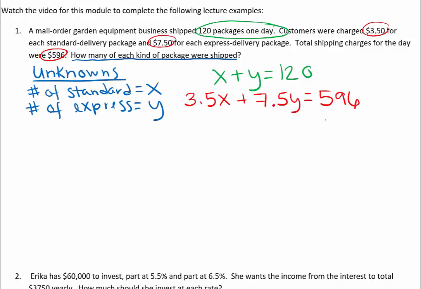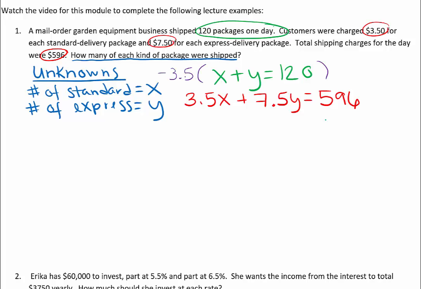The second sentence has to do with money. It costs $3.50 for each standard, $7.50 for each express delivery. So $3.50 times x, the number of packages, plus $7.50 times y, the number of express packages, has to add up to the total amount of money, the $5.96. And there's my system.